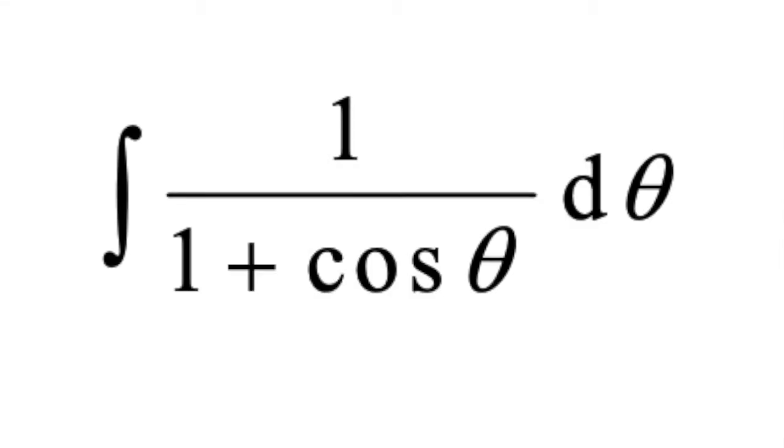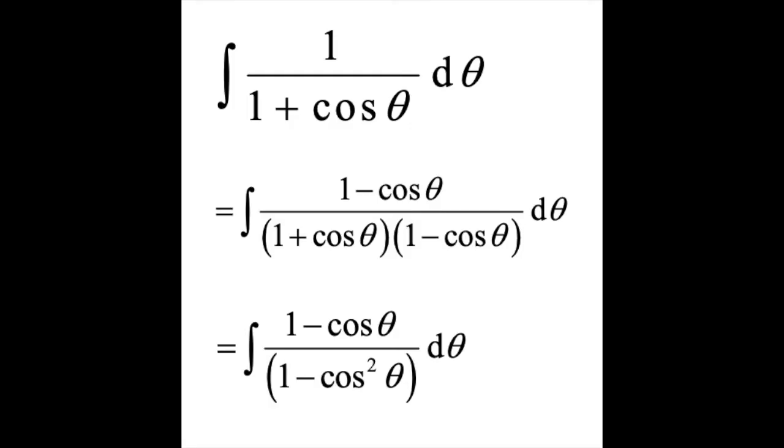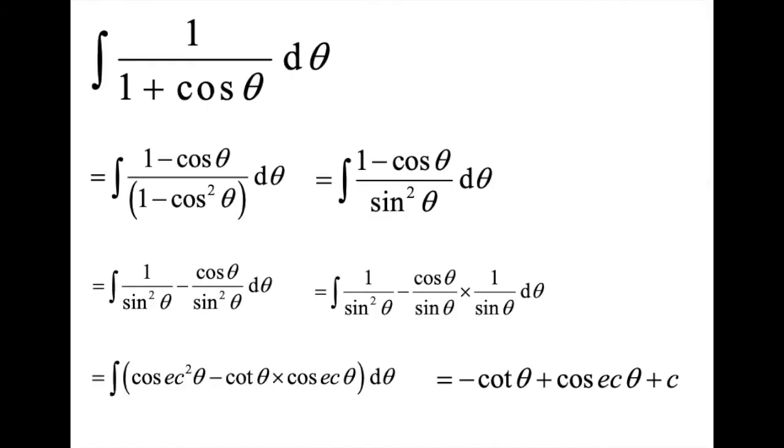Now, what happens if I integrate 1 over 1 plus cosine theta d theta? So we can do some compare and contrast, right? In this case, again, we can apply the previous techniques. For example, we can multiply everything by 1 minus cosine theta. You will end up with integrate 1 minus cosine theta over the denominator, which will be 1 minus cosine square theta. It's going to be sine square theta. So after simplification, you become integrate cosecant square theta minus cotangent theta cosecant theta d theta. Again, familiar to us, it's going to be minus cotangent theta plus cosecant theta plus c.